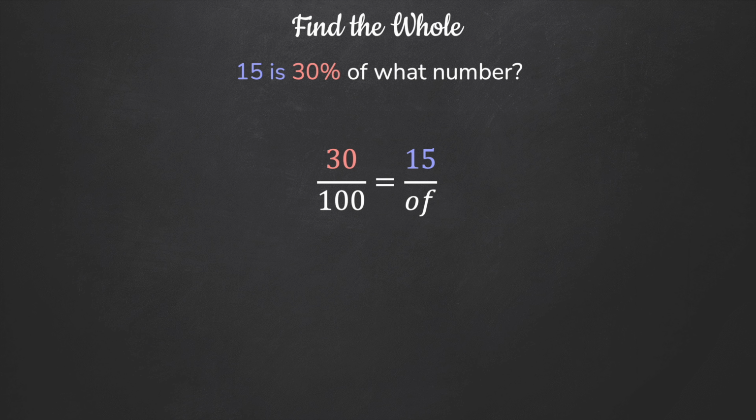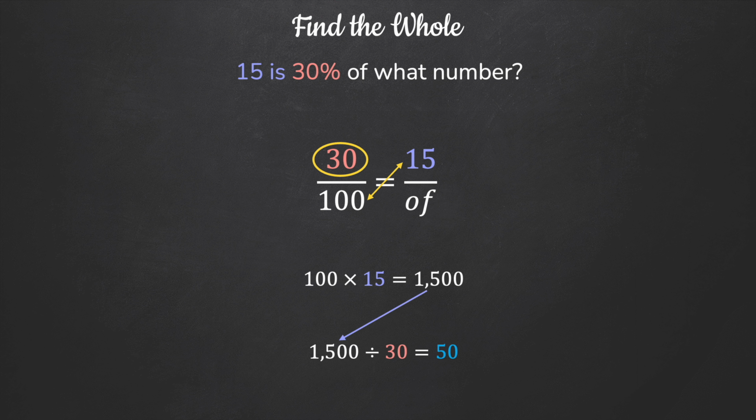So in order to do that, we're going to cross multiply, and 100 times 15 is equal to 1,500. Then we're going to take the 1,500 and divide that by the last value that we have, which is 30. So 1,500 divided by 30 is equal to 50. So this means that 15 is 30% of 50.